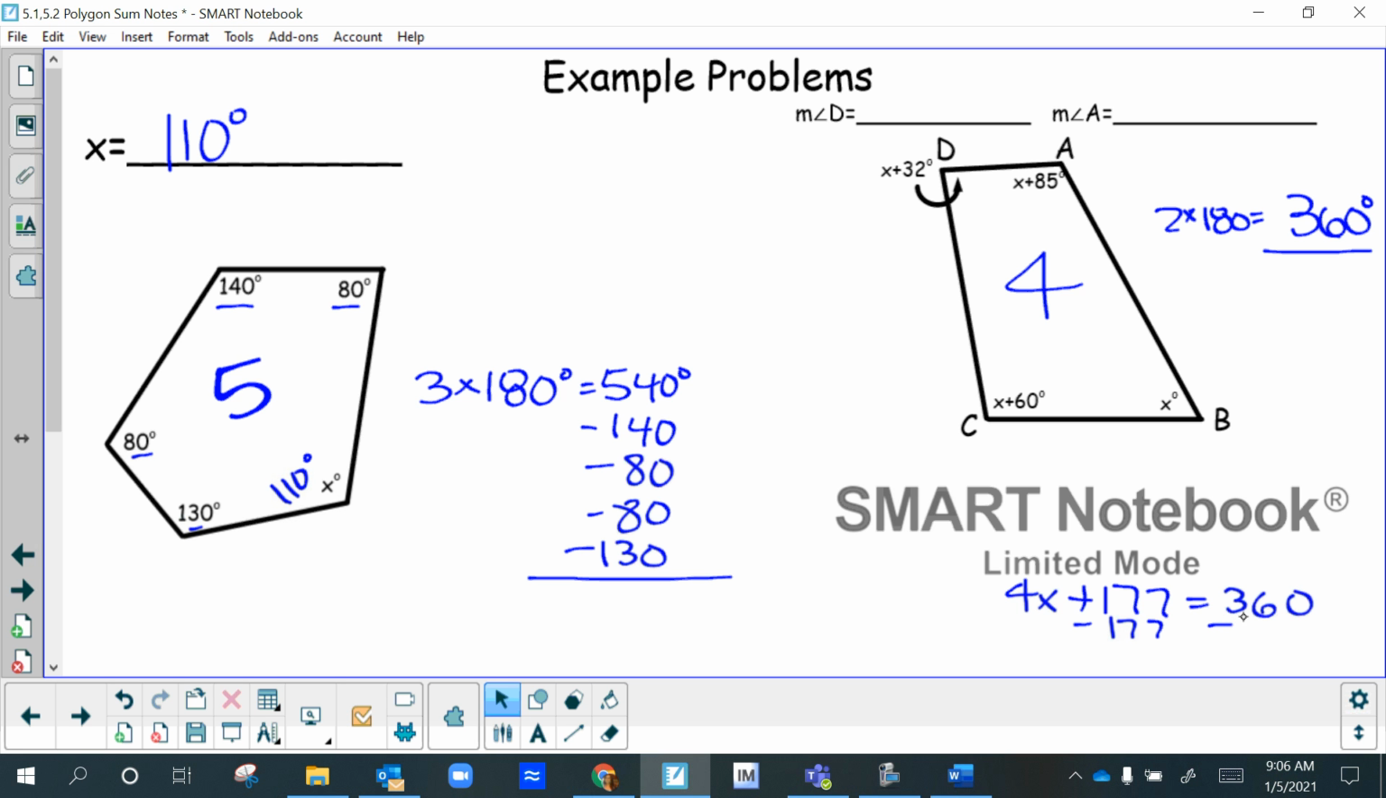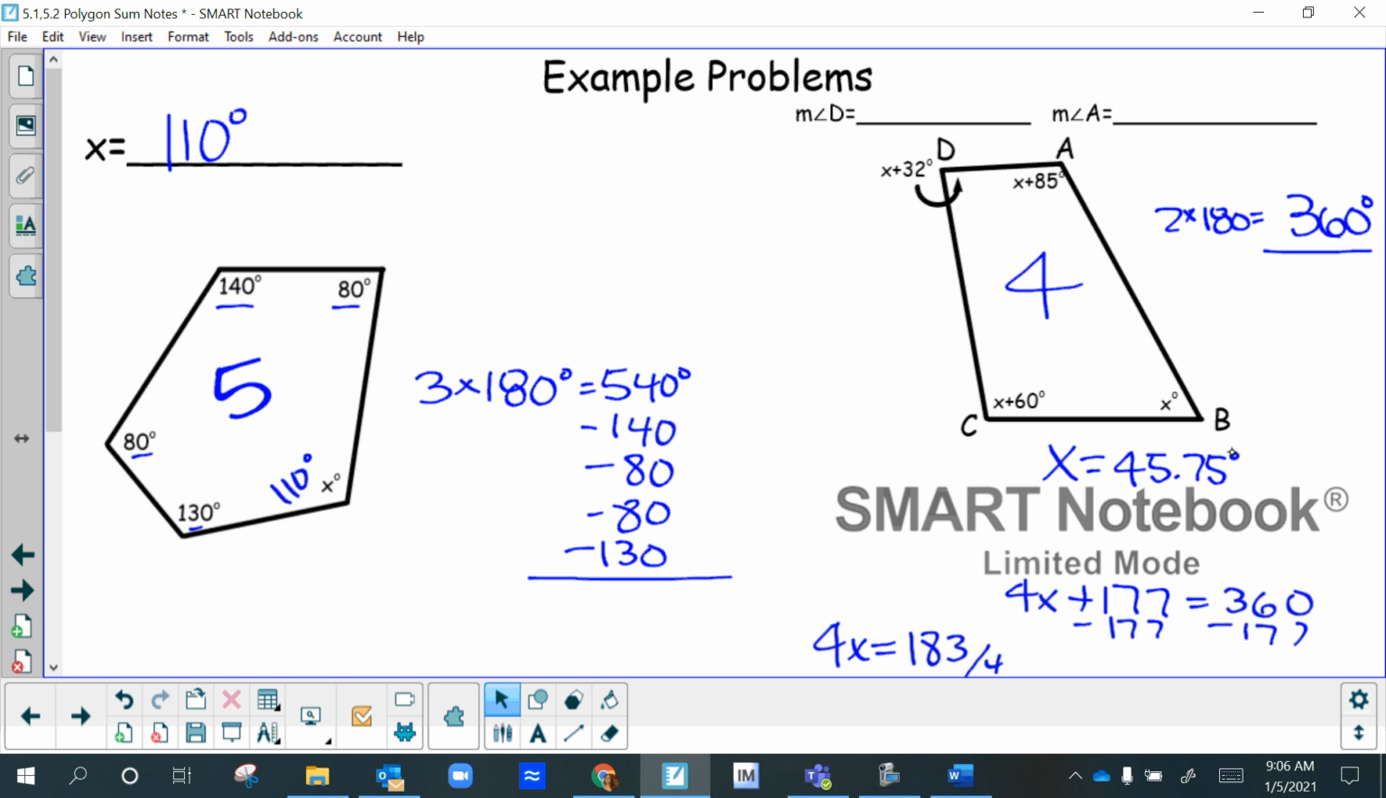Minus 177 from both sides. I'm going to get 183. And then I just need to divide by 4. So x equals 45.75 degrees. And that's a pretty clean decimal, so we're going to leave it like that.